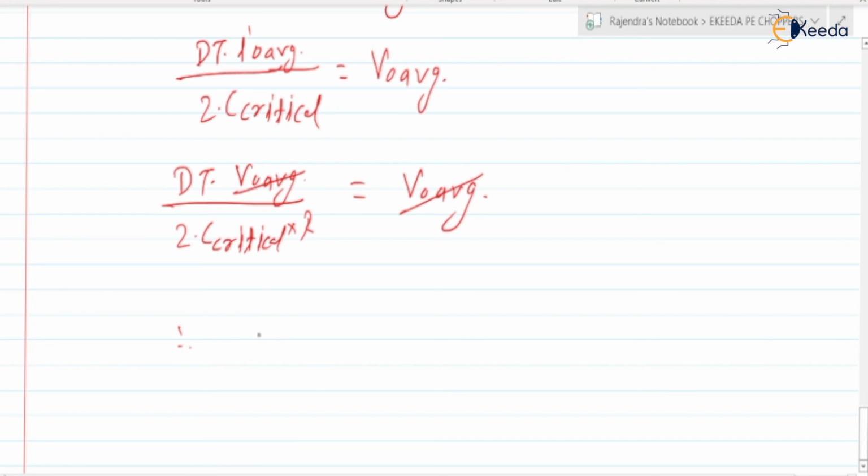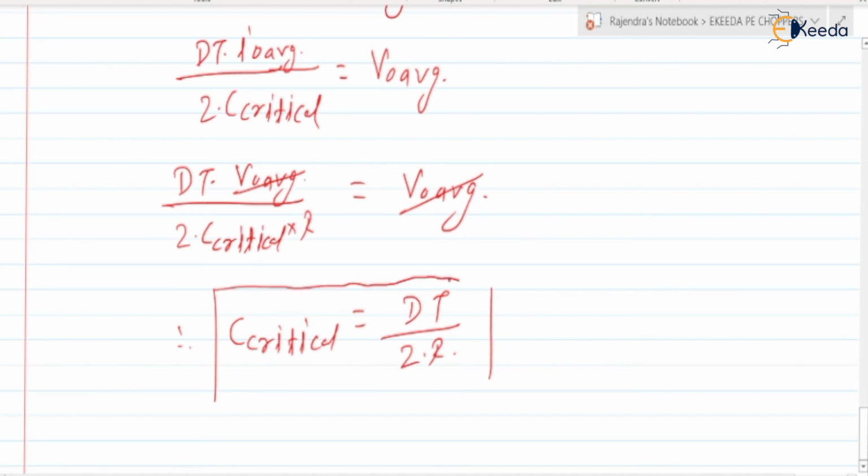So therefore C critical, the critical value of capacitor, is equal to DT divided by 2R, D into T divided by 2 into R. This is the C critical we are having, the critical value of capacitor, right? So this is about the critical value of capacitor and some of the remaining expressions of the buck boost converter.